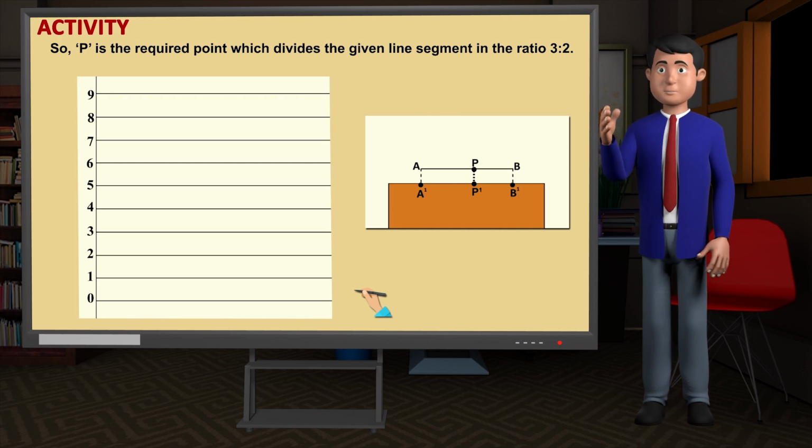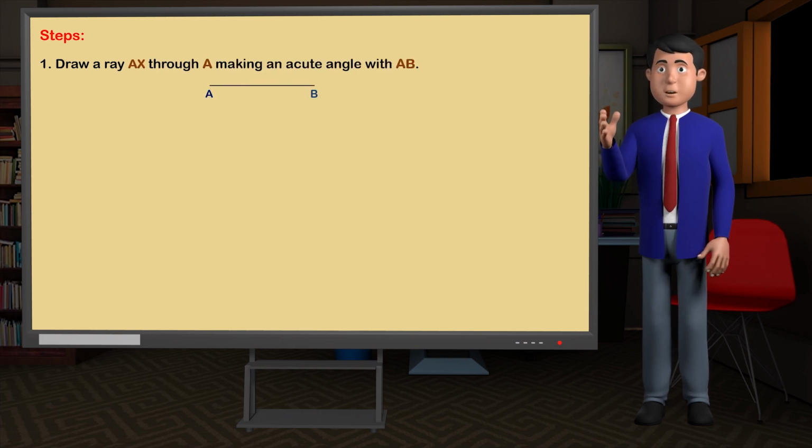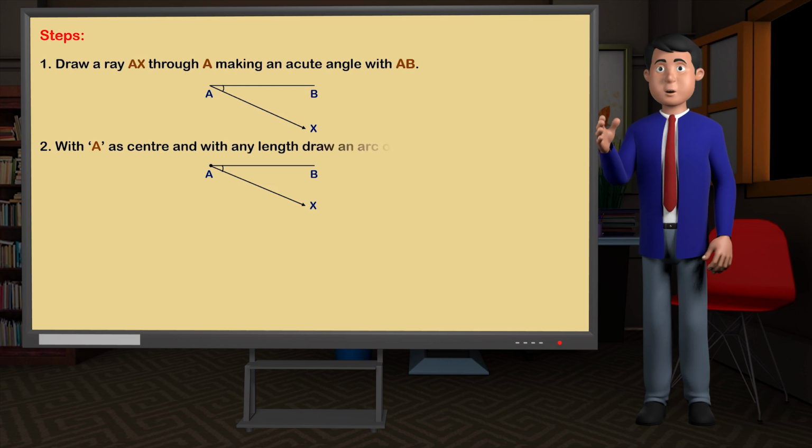Given a line segment AB, we want to divide it in the ratio m:n, where m and n are both positive integers. Let us make m equal to 3 and n equal to 2. Here are the few steps to construct. 1. Draw a ray AX through A, making an acute angle with AB. 2. With A as center and with any length, draw an arc on ray AX and label the point A1.